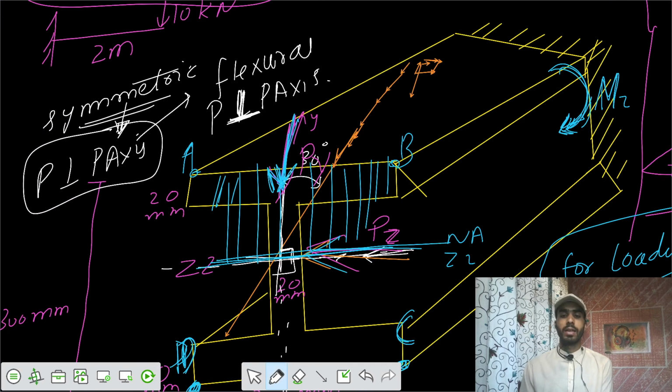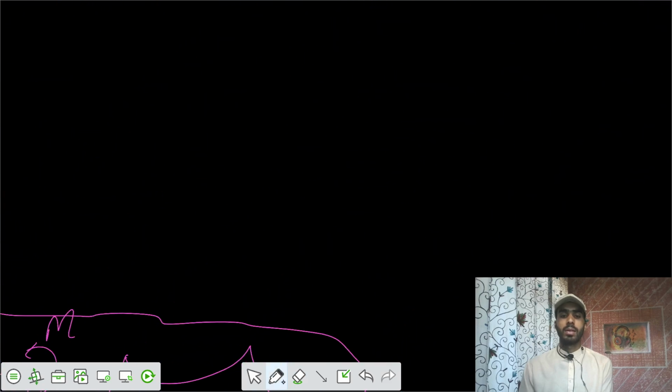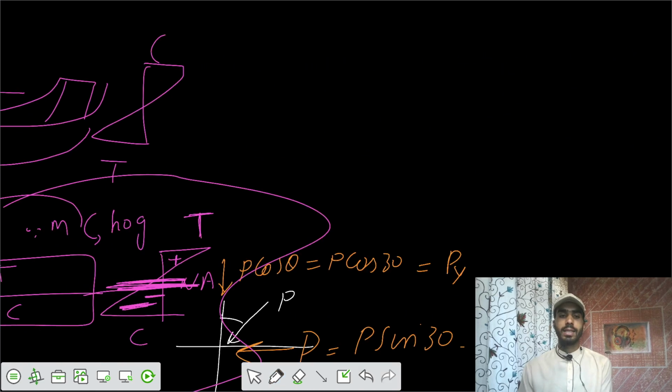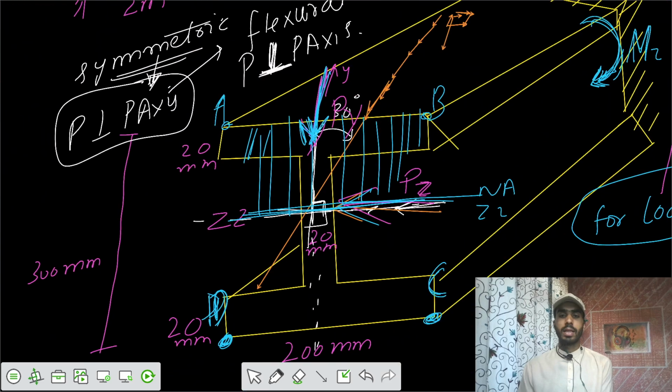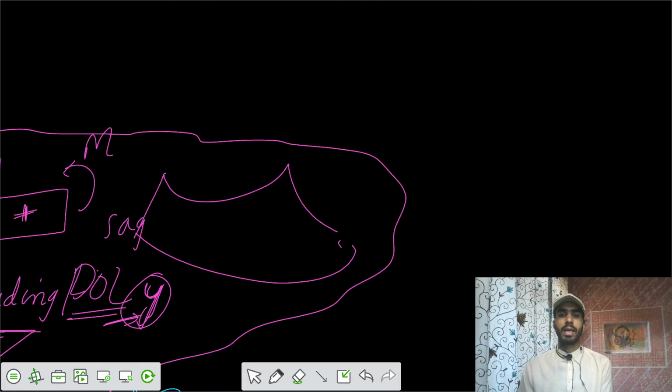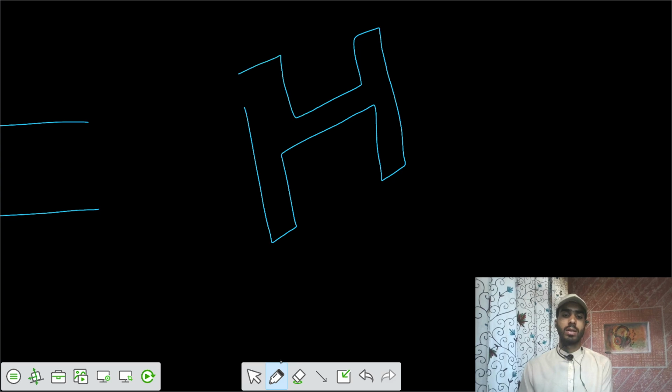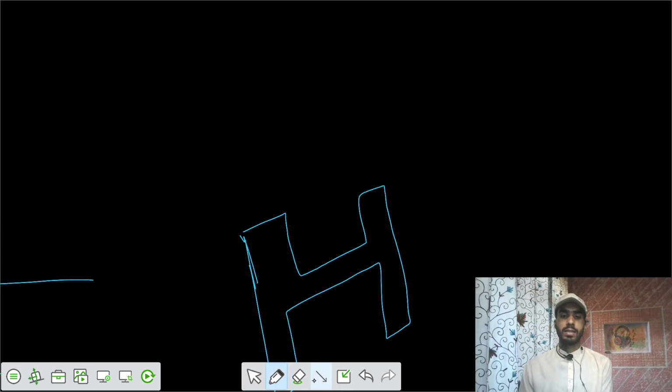So loading is acting in this way. Let's make the diagram. So you have this beam. Now the section is such that it's an I section, an H section I can say, because the loading is acting along the H section. Let's make an H section such that this one. So now the load is acting along this axis.